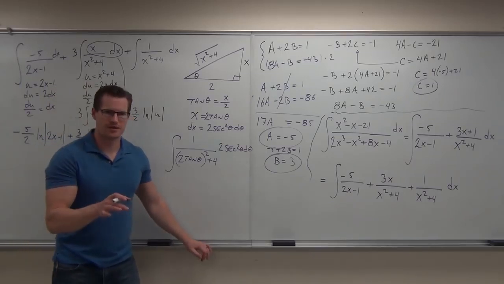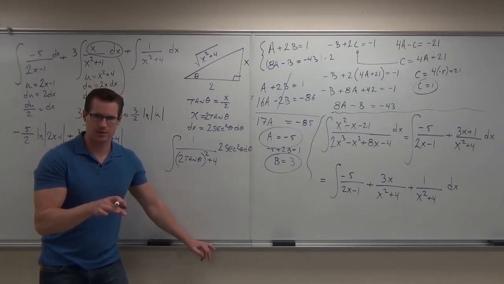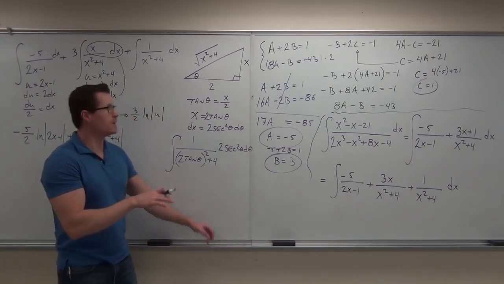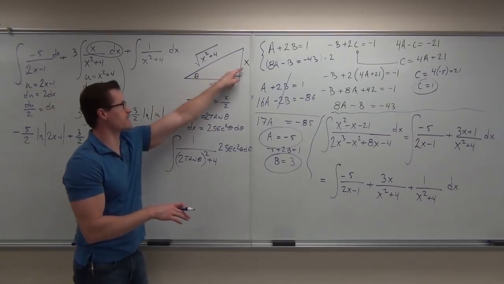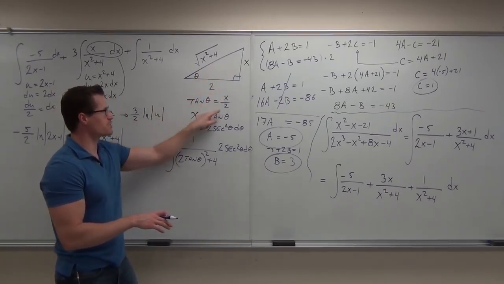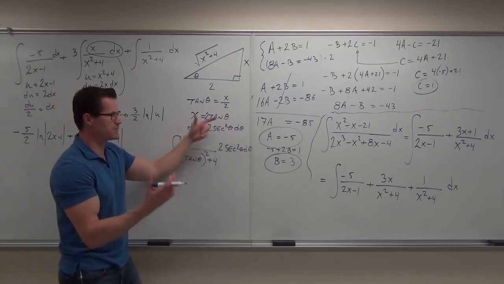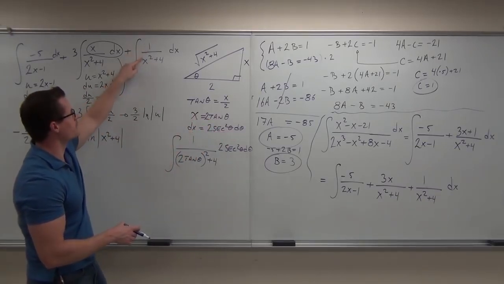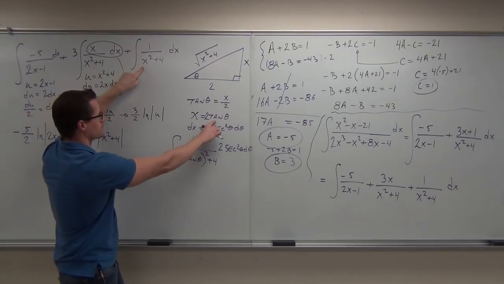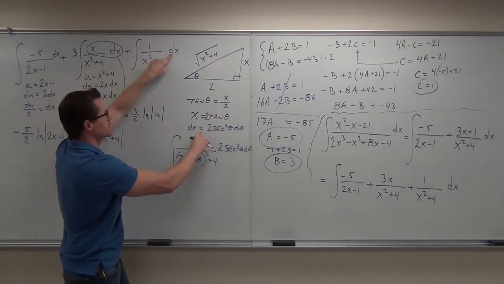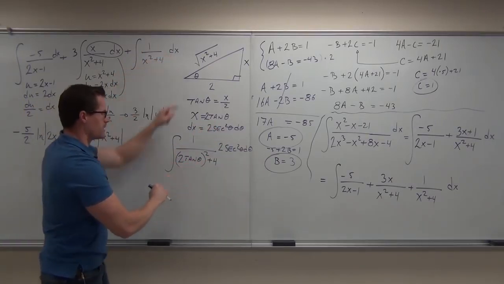I know I just went really fast on this. Are you following that one? You sure? The triangle's the hardest part, right? Then we do, hey, tan theta equals x over 2, no problem. x equals 2 tan theta. dx equals 2 secant squared theta d theta. Make our substitution: 1 over 2 tan theta squared plus 4, and dx is 2 secant squared theta d theta.